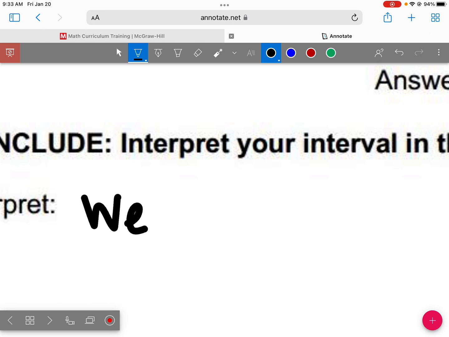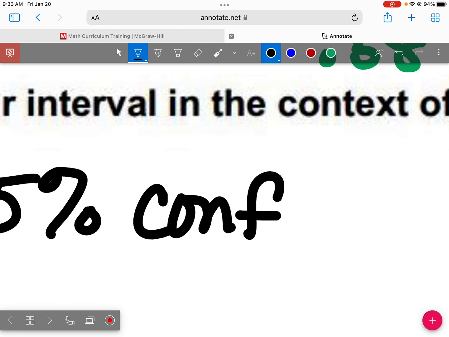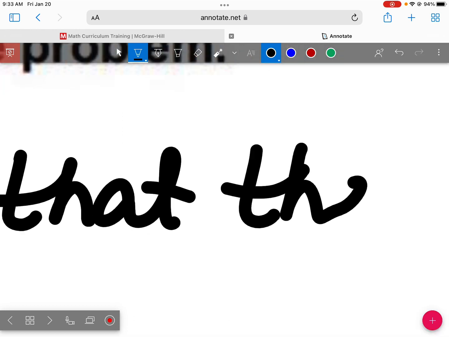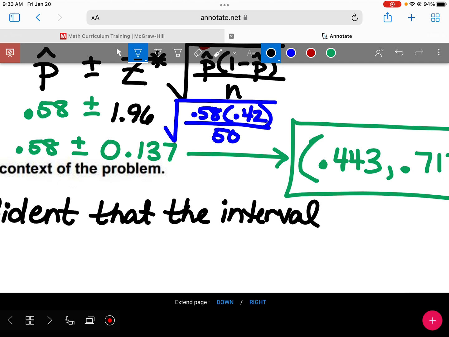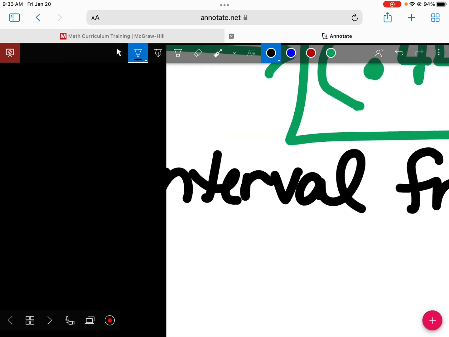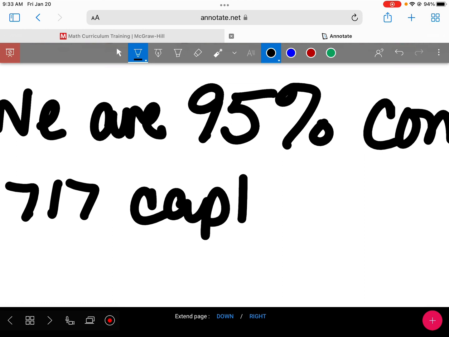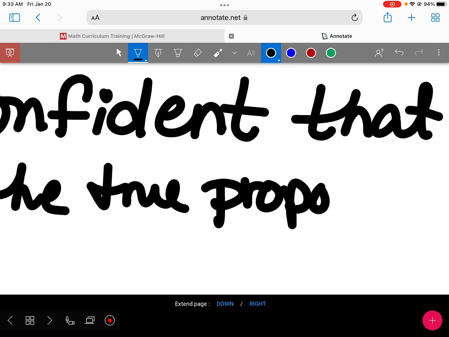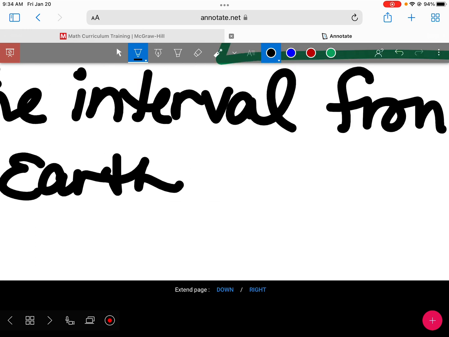We are 95% confident that the interval from 0.443 to 0.717 captures the true proportion of Earth covered by water.